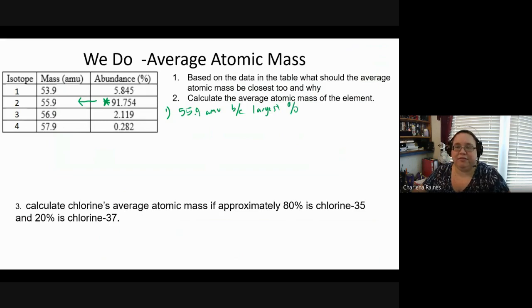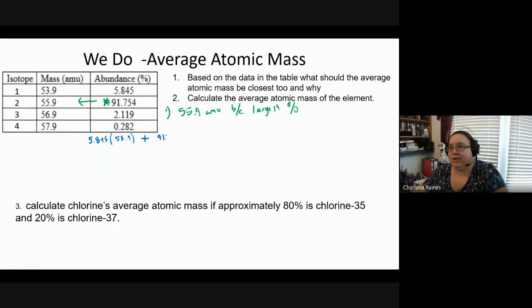So calculating this average atomic mass, I got 4 isotopes. The calculation does not change. We multiply the percent abundance times its mass. So 5.845 times 53.9. You'll notice that I tend to not write multiplication symbols, mainly because I get them mixed up with x's as variables. So I use parentheses, but it's the same thing either way.